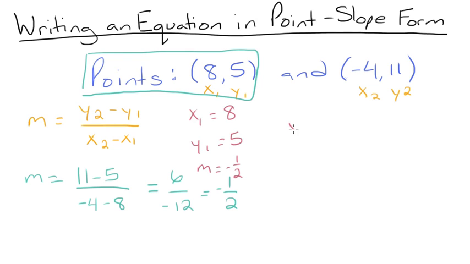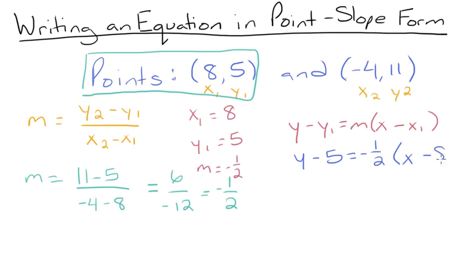Now we're going to write our formula out. Y minus y1 equals m times x minus x1. And now we can plug in our values. So we have y minus y1, y minus 5 is equal to m, which is -1/2, times x minus x1, which is 8. So there's our answer. Y minus 5 is equal to -1/2 times x minus 8. Now, if you had used the point -4, 11 instead, your answer should be y minus 11 equals -1/2 times x plus 4. Either one of these two equations is correct.